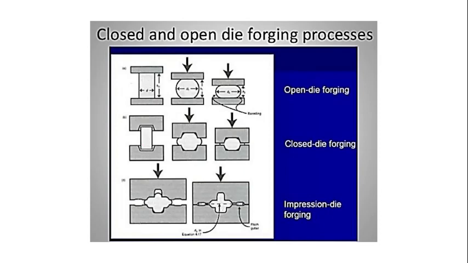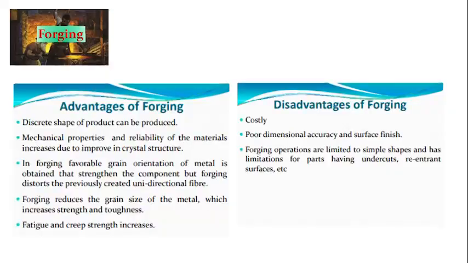Then the impression die forging. In impression die forging, you want some kind of specific shape, and there will be flash and gutter. So what is flash and what is gutter? Sometimes we provide some extra metal in this kind of impression die forging, so that there will not be any empty spaces.